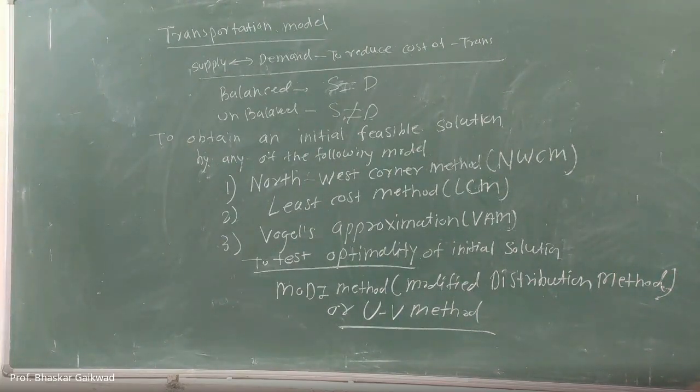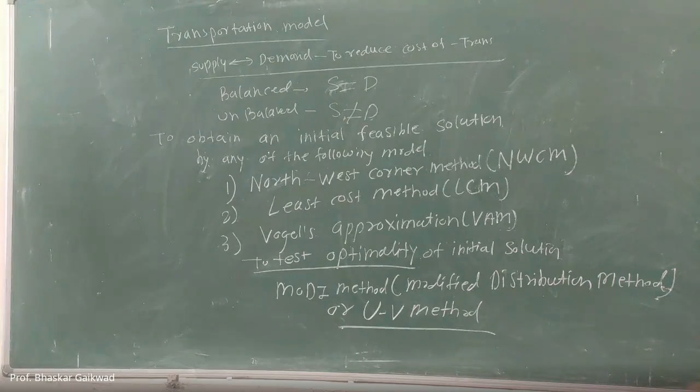Once again, I will repeat. Transportation means transferring material from the stores or initial rooms to the customers or demand places. But one thing we have to concentrate on is how to reduce the transportation cost. When demand and supply are equal, the transportation problem is called a balanced problem. If it is not equal, it is called an unbalanced problem. To obtain an initial basic feasible solution, we have three methods. The first method is the northwest corner method.